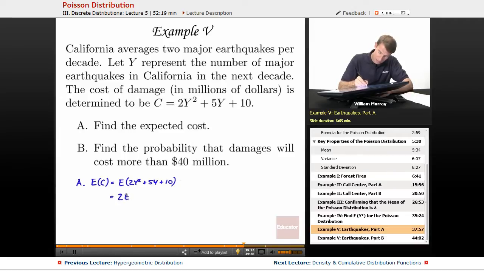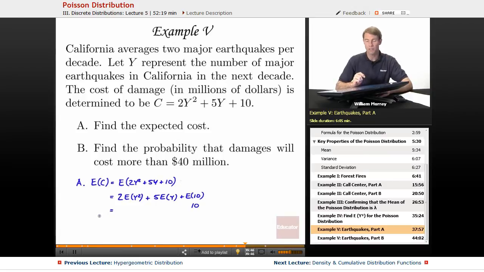2 times the expected value of y squared. I can't bring that square out, but I can bring the 2 outside, and I can separate up the different terms. 5 times the expected value of y plus the expected value of 10. Well, the expected value of 10 is just 10, so there's not much to say there.